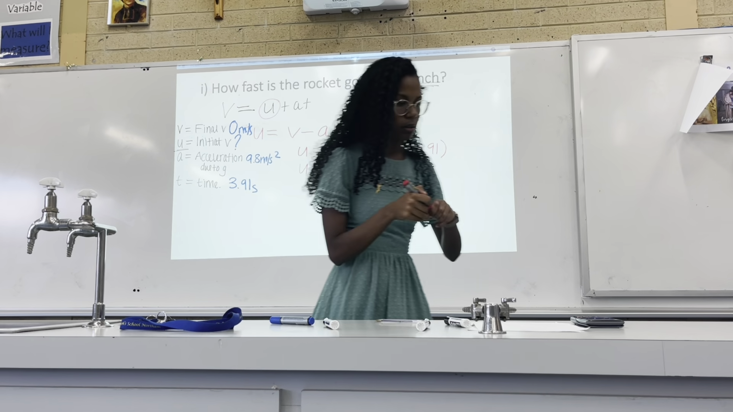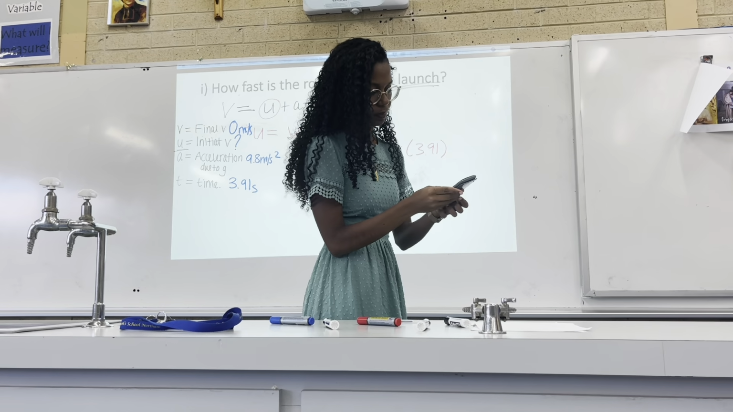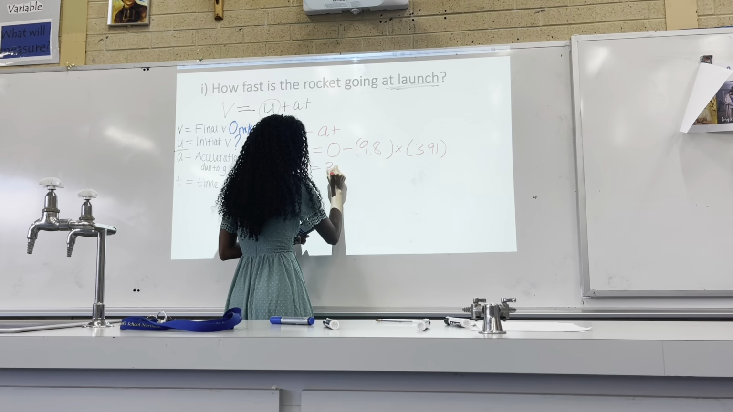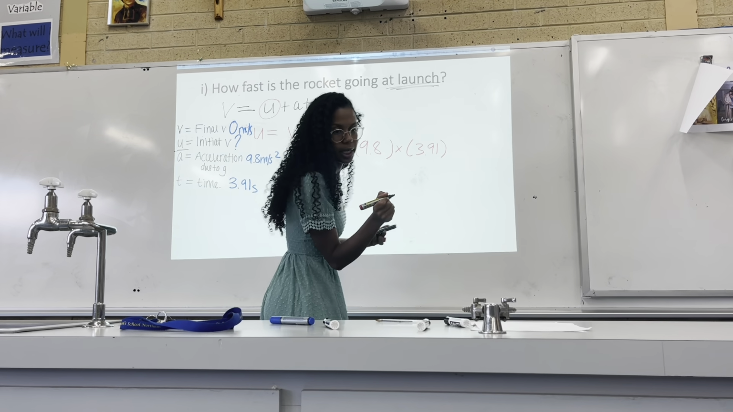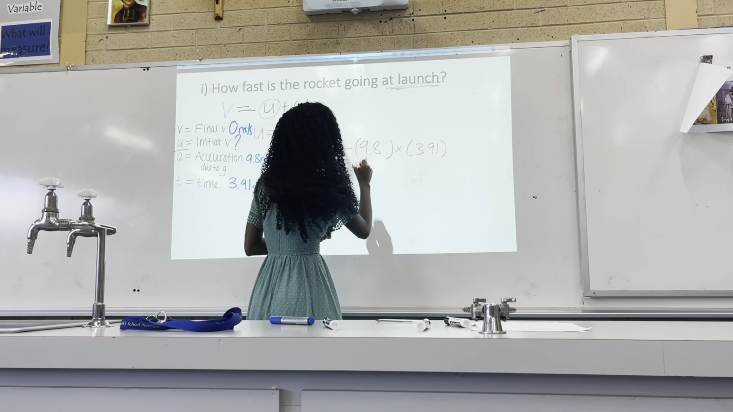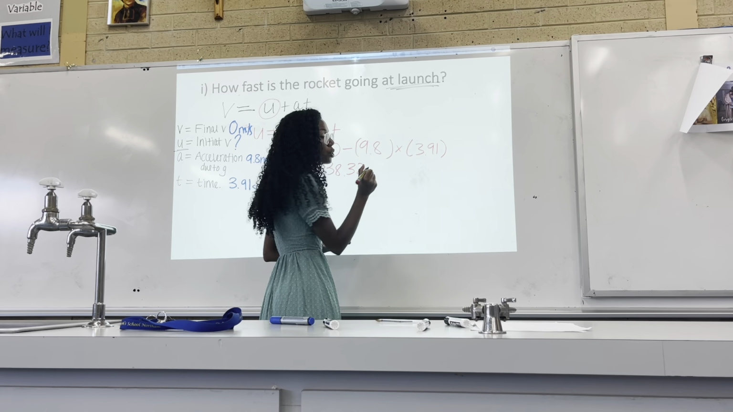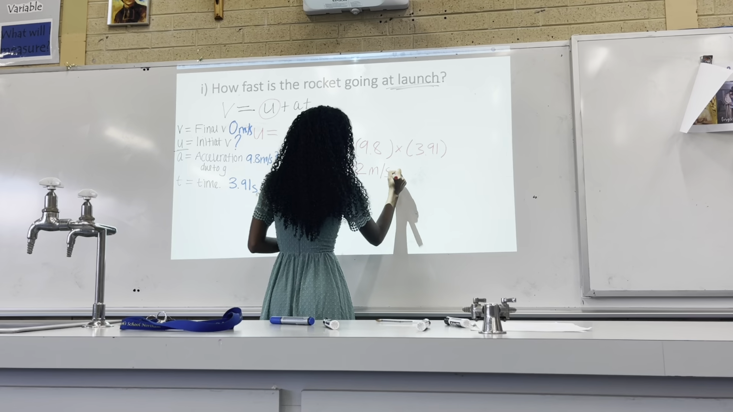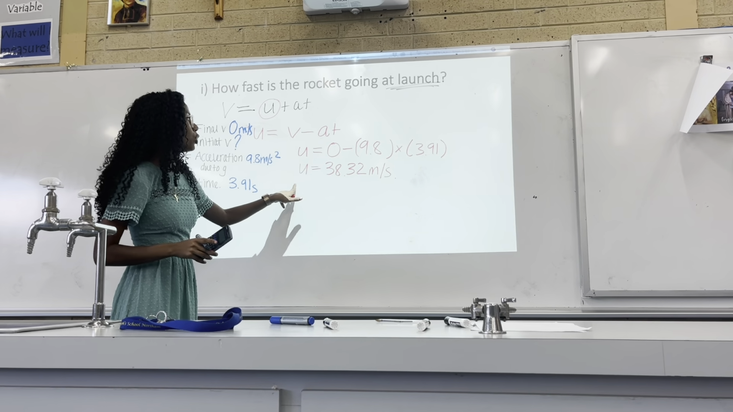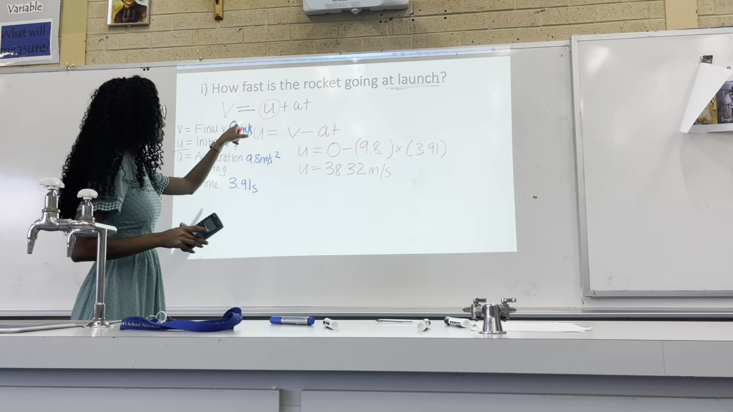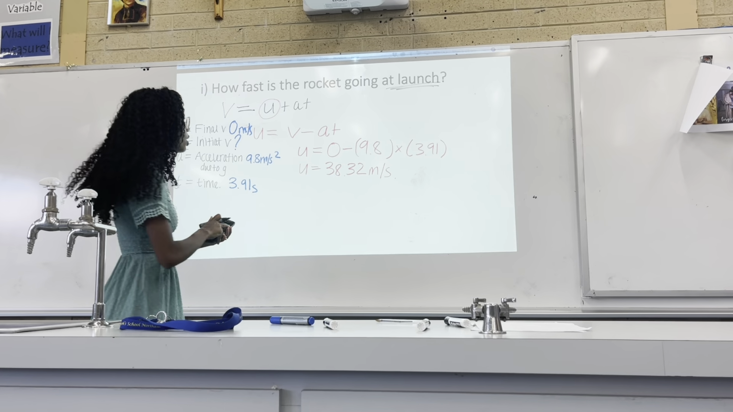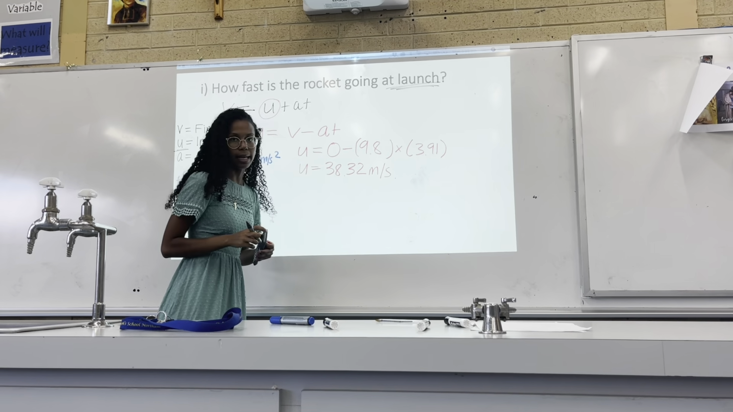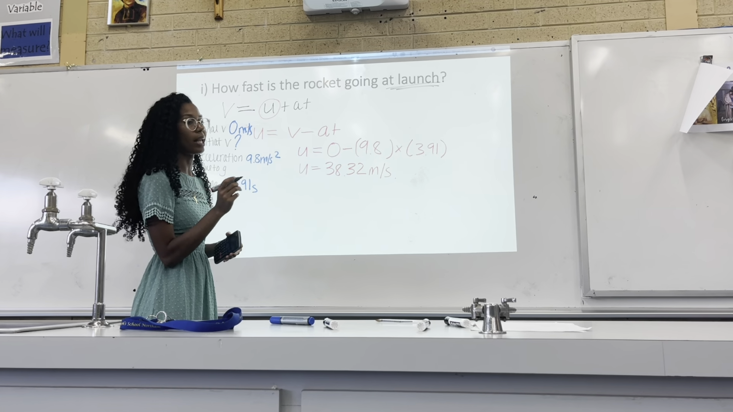Let me check it. There it is: 38.32, because I rounded it to 2 decimal places, meters per second. That's what our U is. So the rocket at launch is going at 38.32 meters per second. That's how fast it's going at launch.